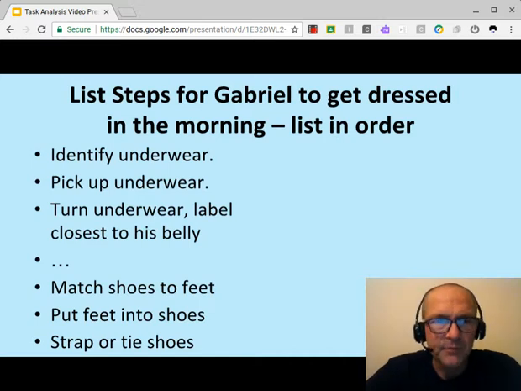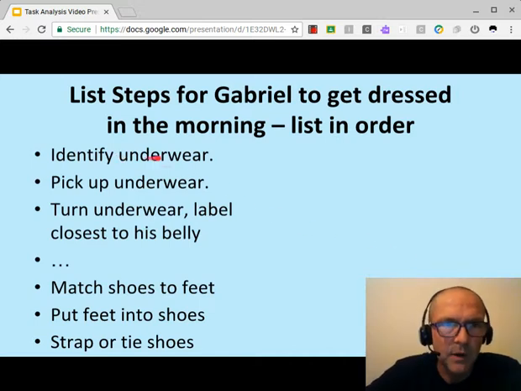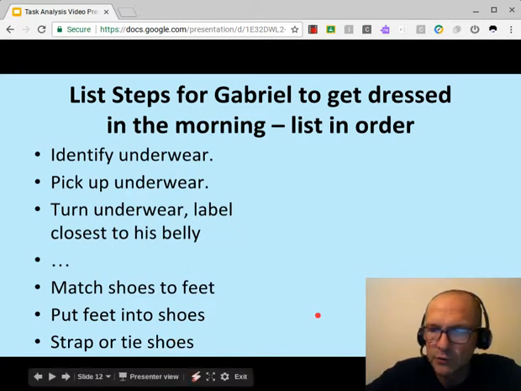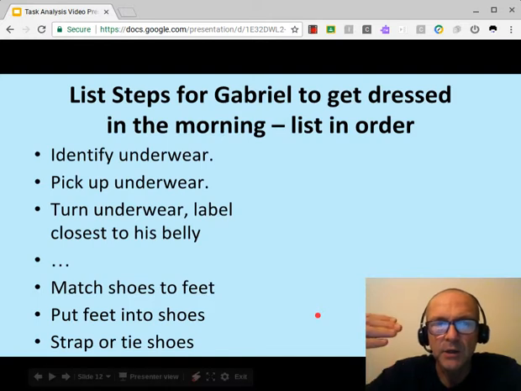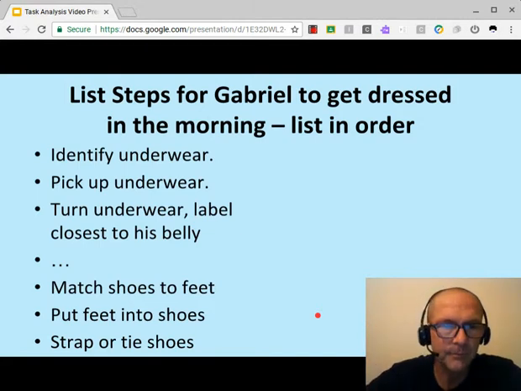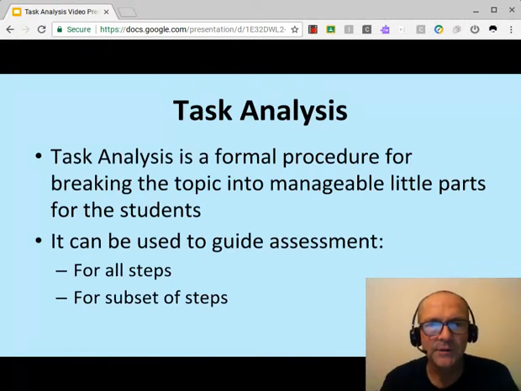These may be some of the steps, starting from maybe he's going to put underwear over the pull-ups, all the way down to when he finally puts on his shoes. So we have this list of steps. By taking the objective and breaking it into these steps, we've conducted a task analysis. A task analysis is just a formal procedure for breaking an objective, a desired skill, a targeted skill, or a behavior into sequential steps.